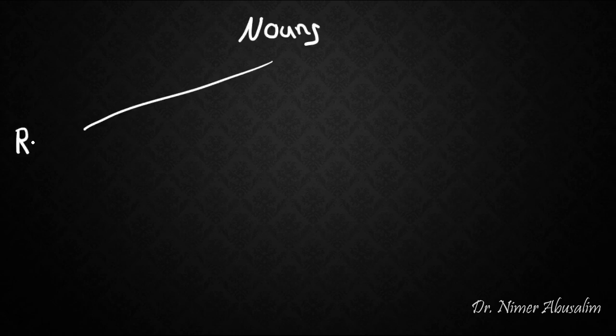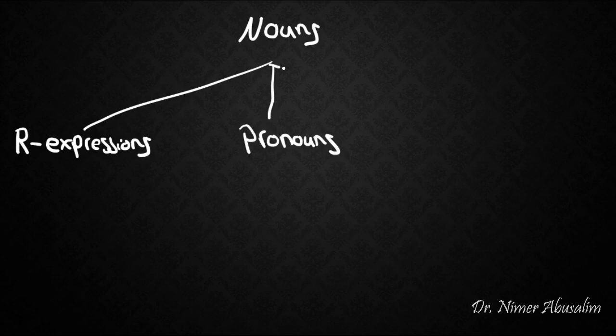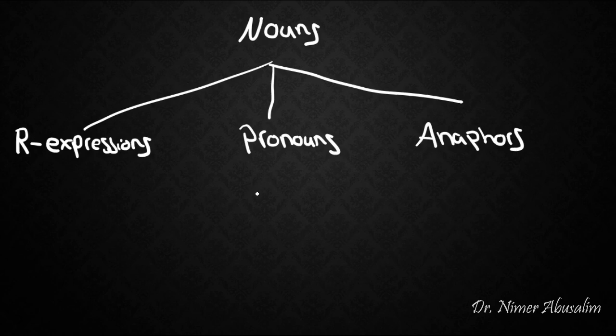The first type is called R expressions. The second type is called pronouns. And the third type is called anaphors. Now there's a reason that there are three types here, and that is because not only do they differ semantically in what they can refer to, but they also differ in their syntactic distribution.